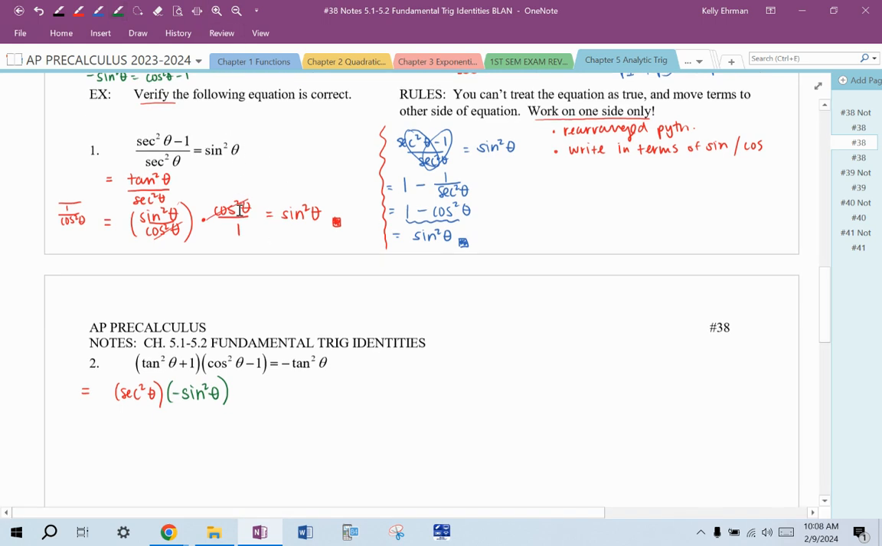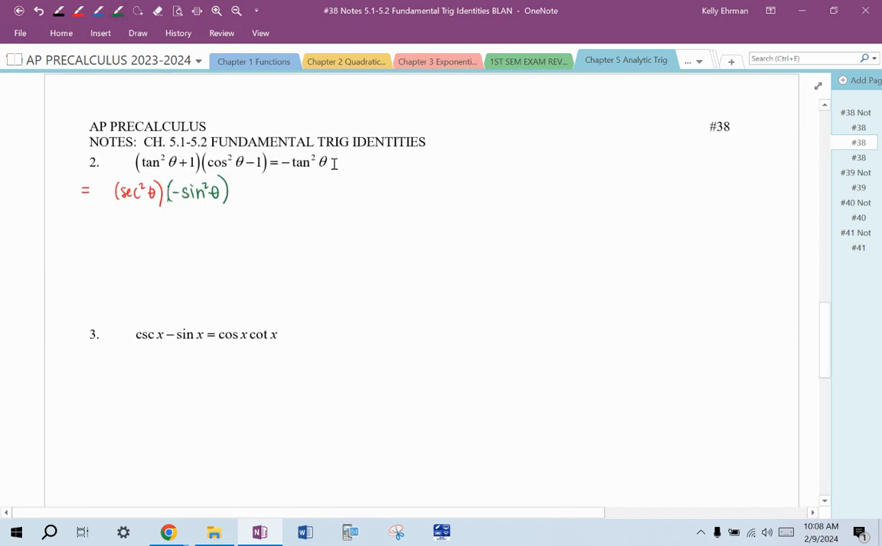We are trying to show that this is equal to negative tangent squared theta. Another rule, by the way: you can't work on both sides at the same time and get them to meet in the middle, because that's still using equation properties to show that the two sides are the same. So you need to work on one side until you get the other side.